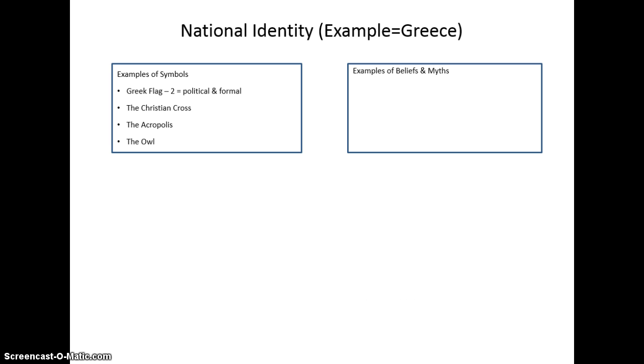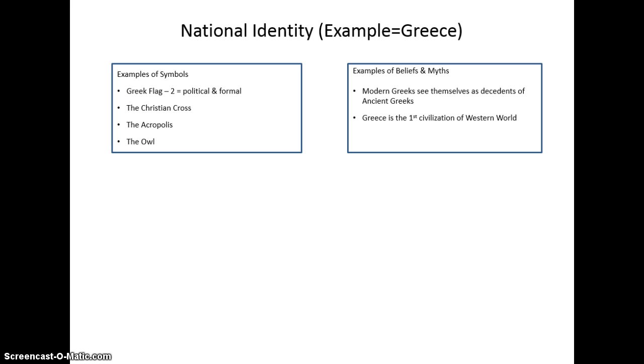How about some examples of beliefs and myths? What beliefs and or myths make up important elements, key features of the national identity of the Greek people and of Greece? One would be the fact that modern Greeks see themselves as direct descendants of the ancient Greeks. Now, whether or not this is factually true is actually immaterial because as a belief and as a myth, one that makes up an important element of the national identity of the country, the Greeks see it as being true. They see themselves as direct descendants of ancient Greeks, and they see themselves as a people who have lived in this area for over 3,000 years.